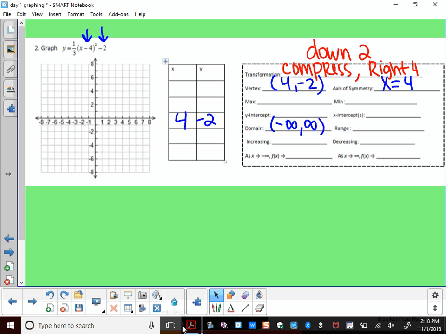Wait, why is it compressed? I thought compressed was if the H was smaller than 4. Nope, compressed is like our first number. So look at that 1/3. We're asking ourselves, is it bigger or smaller than 1? Smaller. So it's smaller, so we compress. If it was bigger than 1, you would stretch.